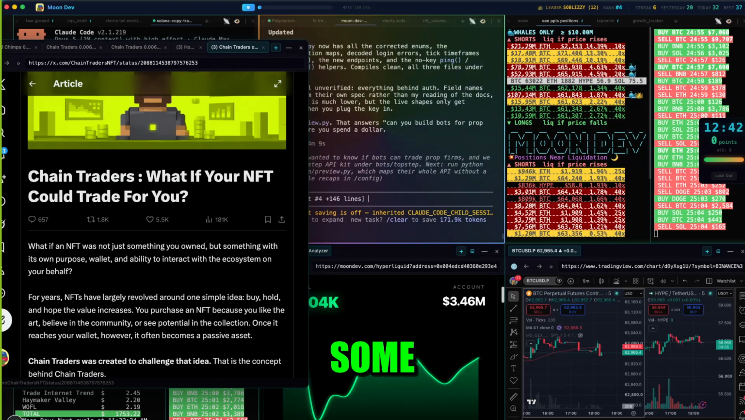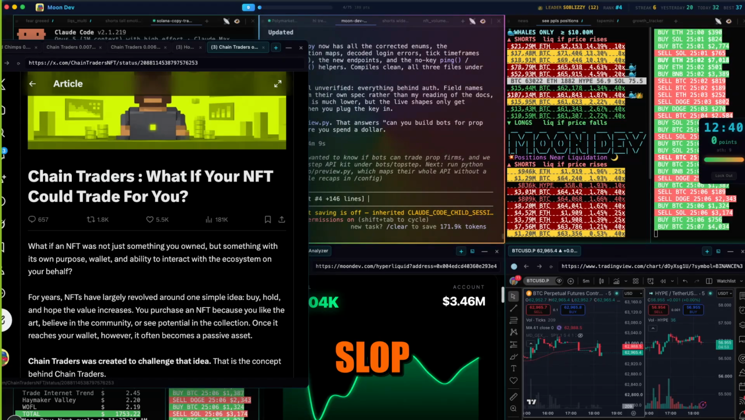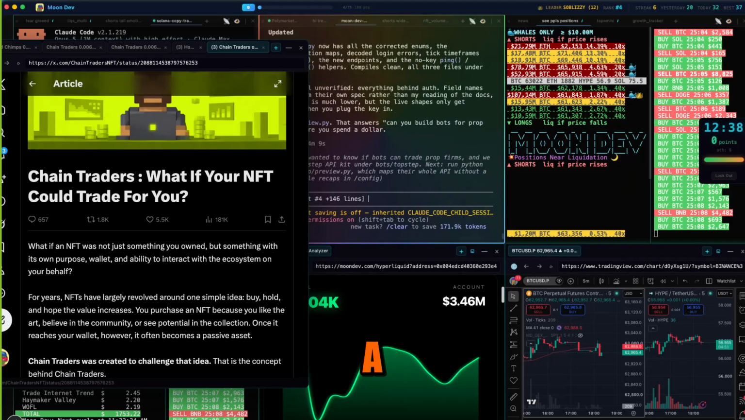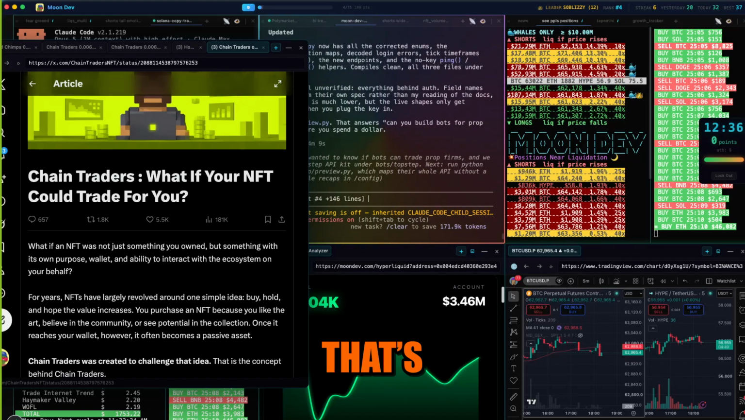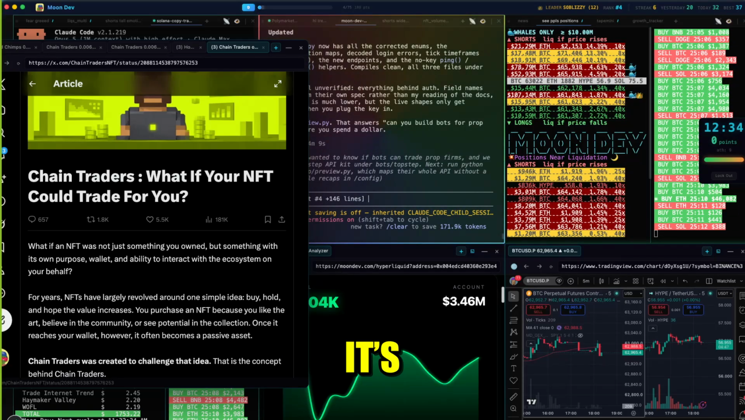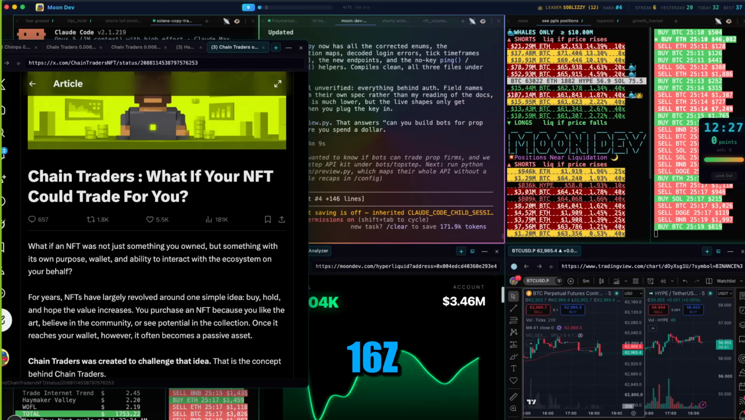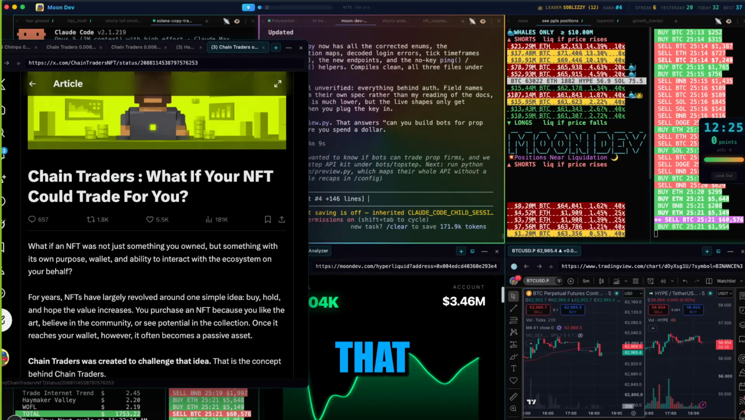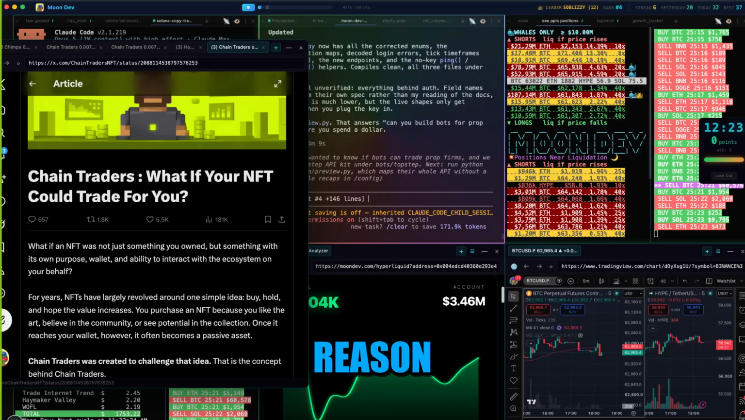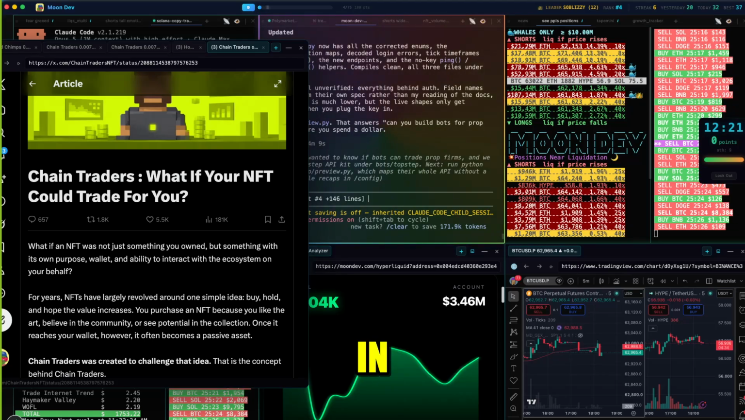And this is called Chain Traders, some NFT slop where they're essentially saying they're gonna have a wallet that's connected to the NFT and it's gonna trade for you, etc. I want you to go over that comparison of AI16Z, for the reason that is the only reason for me to be somewhat interested in this.